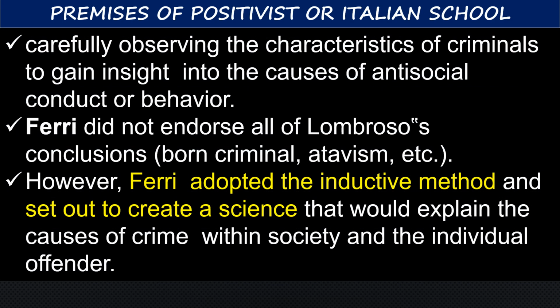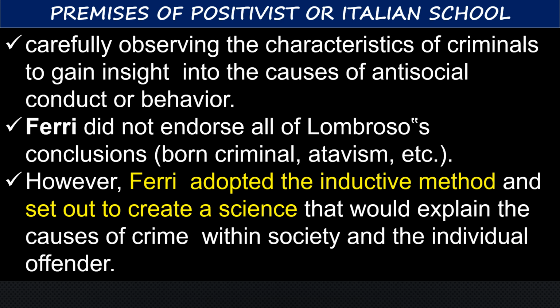So what else? The Italian school or the positive school includes the careful observation of the characteristics of criminals to gain insight into the causes of antisocial conduct or behavior. So in the positive school, Cesare Lombroso conducted empirical studies and came up with a conclusion that there are physical stigmata that would show that a person is a criminaloid or has the tendency to commit a crime. However, Ferri did not endorse all of Lombroso's conclusions, particularly the born criminal and the atavism principle.